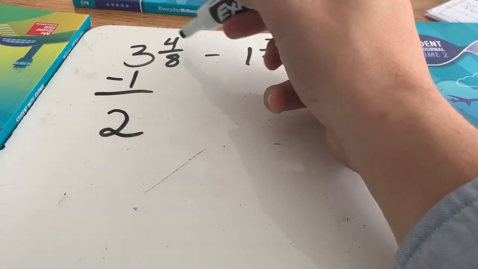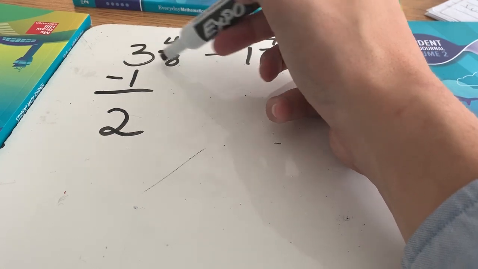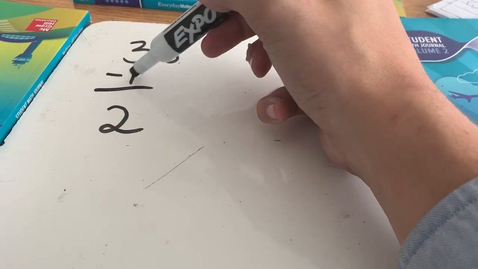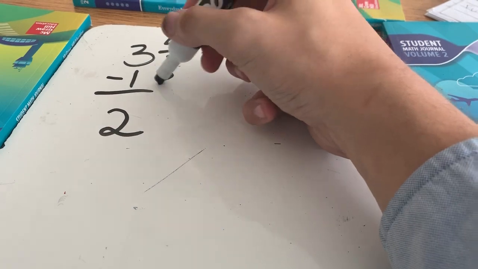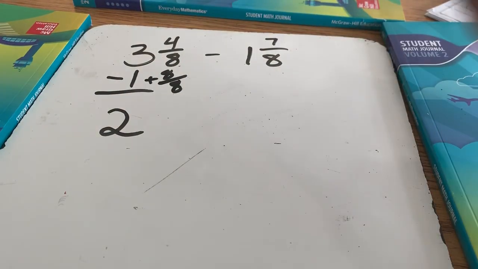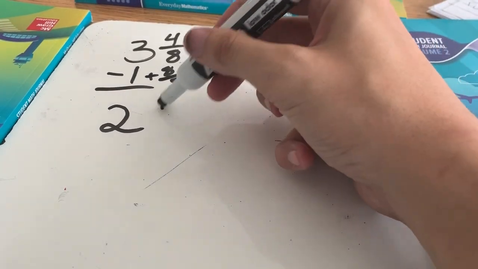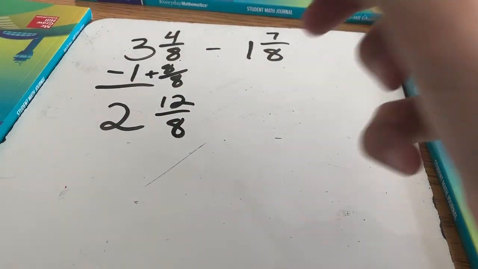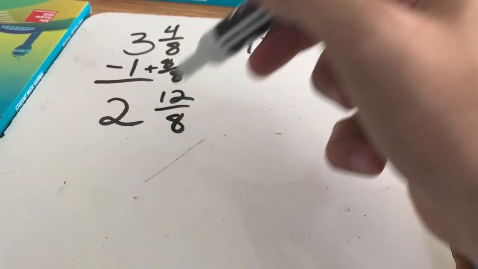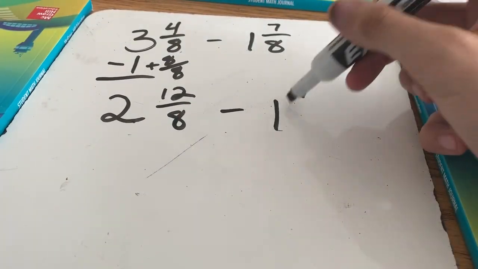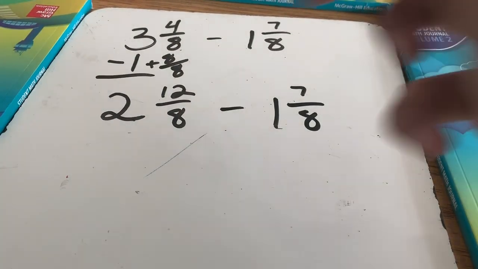And since I look at this fraction, I know that my denominator is 8ths. I would know that 1 whole would be 8/8. So I'm going to add that to this fraction. So 4/8 plus 8/8 is 12/8. So now my new mixed number is 2 12/8 minus 1 7/8. And then I can just do that in my head.